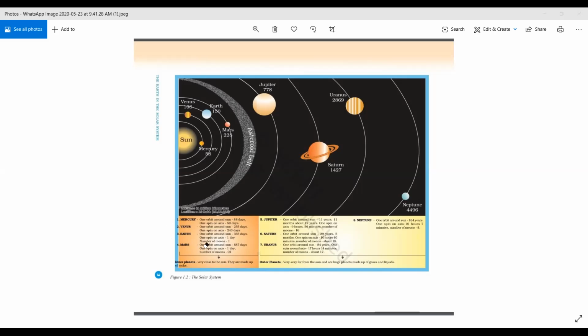Mars. One orbit around the sun, how much does it take? 687 days. Spinning on the axis, how much time? 1 day. Same as the Earth. And satellites, how many? 2. These 4 planets, before the asteroid belt, are called the inner planets, which are made up of rocks, and you know that thing. While these, called the outer planets, are made up of gases.